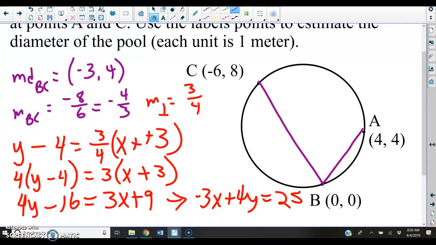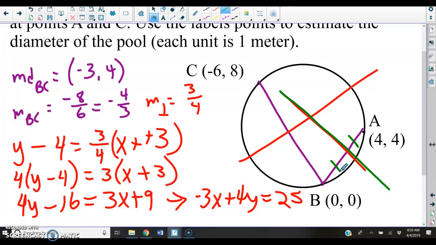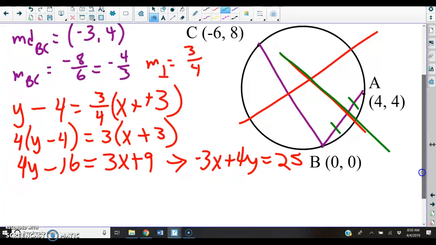Okay, in the previous video, we found the equation of the perpendicular bisector through BC, so that's this one. Now we need to find the perpendicular bisector of another chord, so we'll do this one. I'm just going to switch colors. The perpendicular bisector on this one is going to be much more visual.